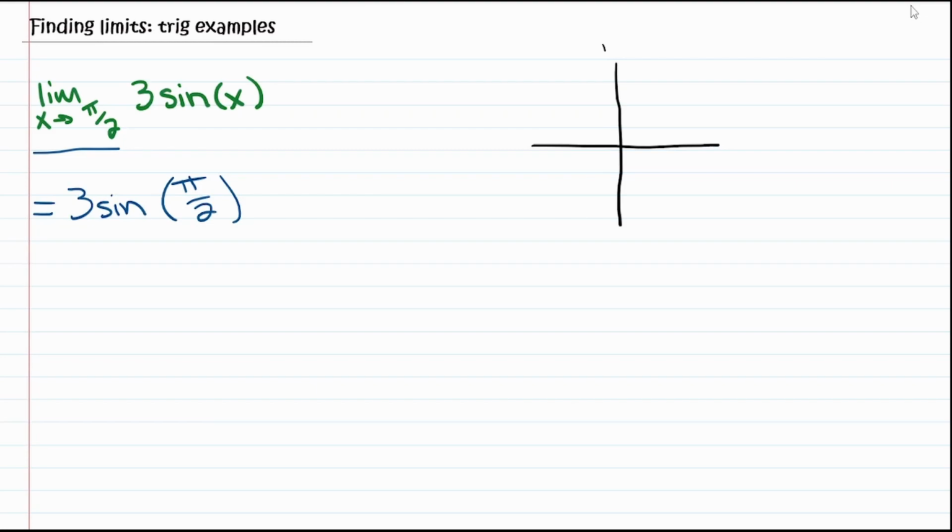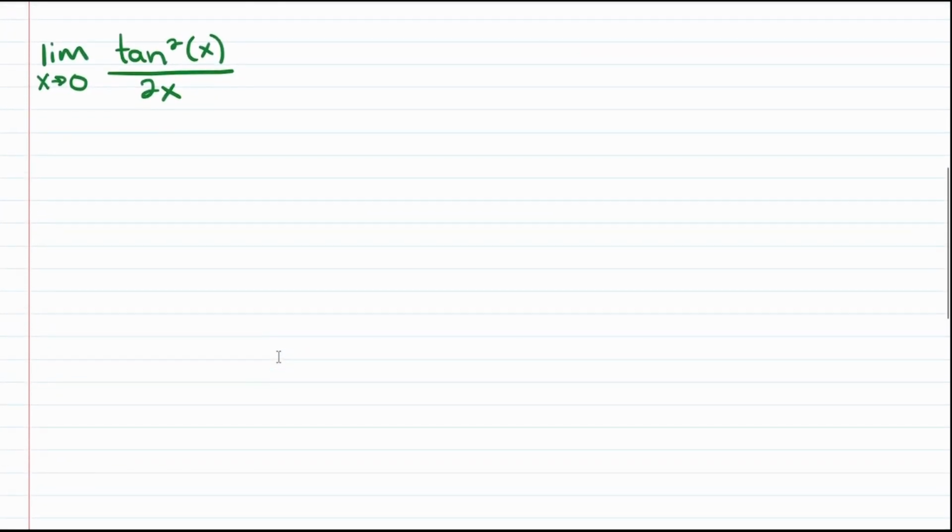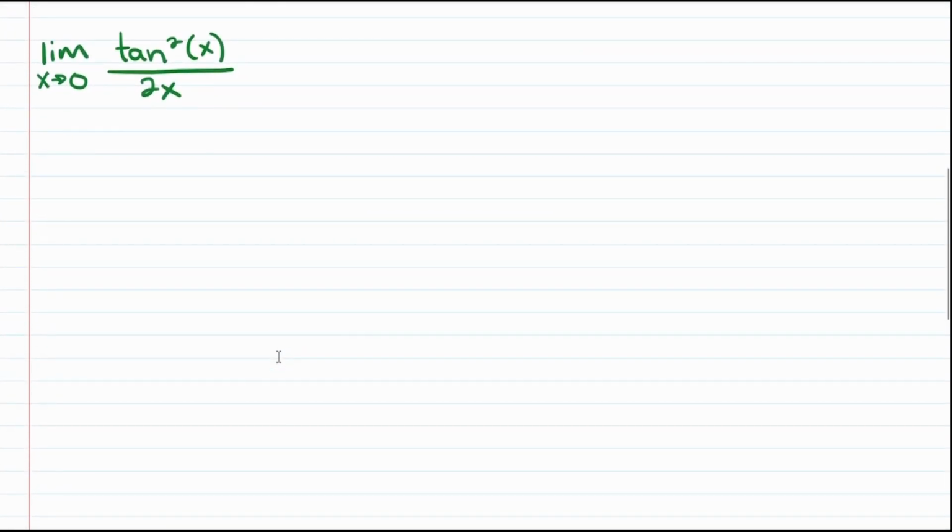So if we're looking at pi over 2, it's going to be up here, and our coordinates there are 0, 1. So remember that our cosine x would be the 0 and our sine x would be the 1. So in this case, we would have 3 times sine of pi over 2, which is 1. So our final answer is 3. Let's do another one. This one is a little bit trickier.